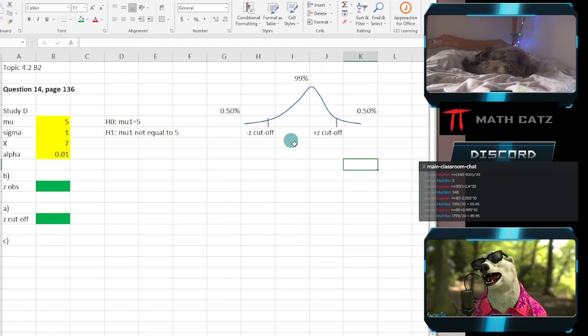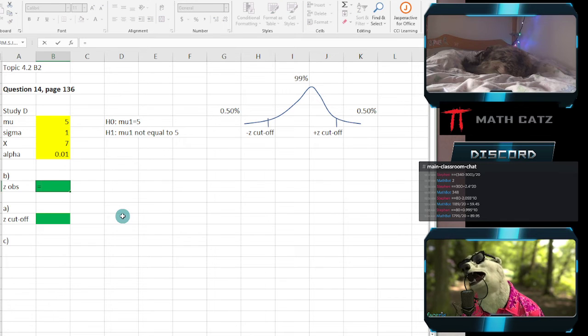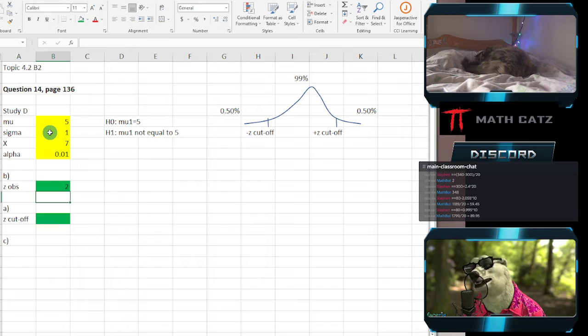So in a two-tailed test, I'm looking at this situation. Regardless, our observed score is done the same way. Let's do it again for practice. I'm taking the observed raw score, subtracting the mean, and dividing by the population standard deviation. And of course, I get a 2 again. Everything is the same.